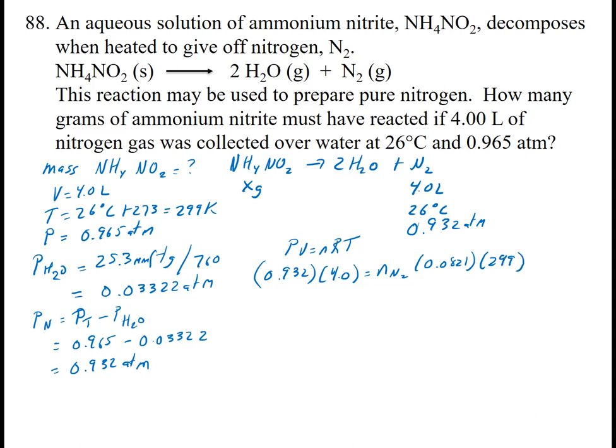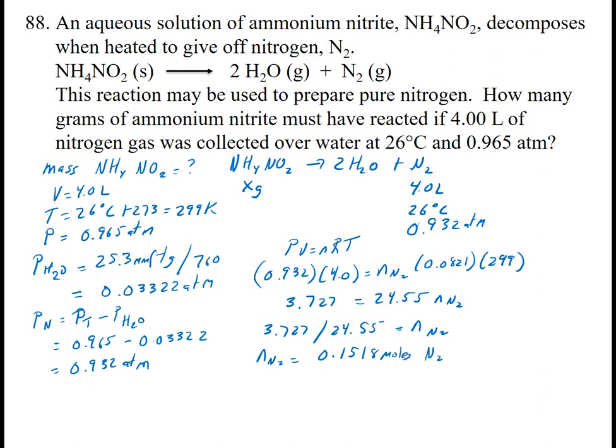When I multiply these two values together, I get 3.727. When I multiply these two values together, I get 24.55 times n of N2. So 3.727 divided by 24.55 is equal to n of N2. So n of N2 is 0.1518 moles of N2.